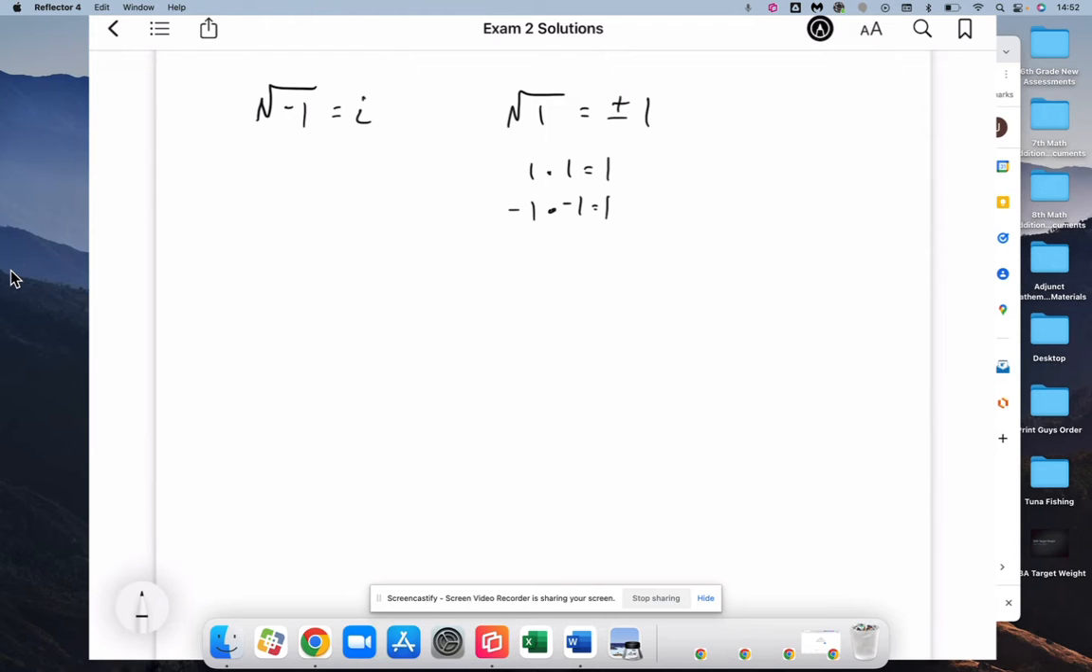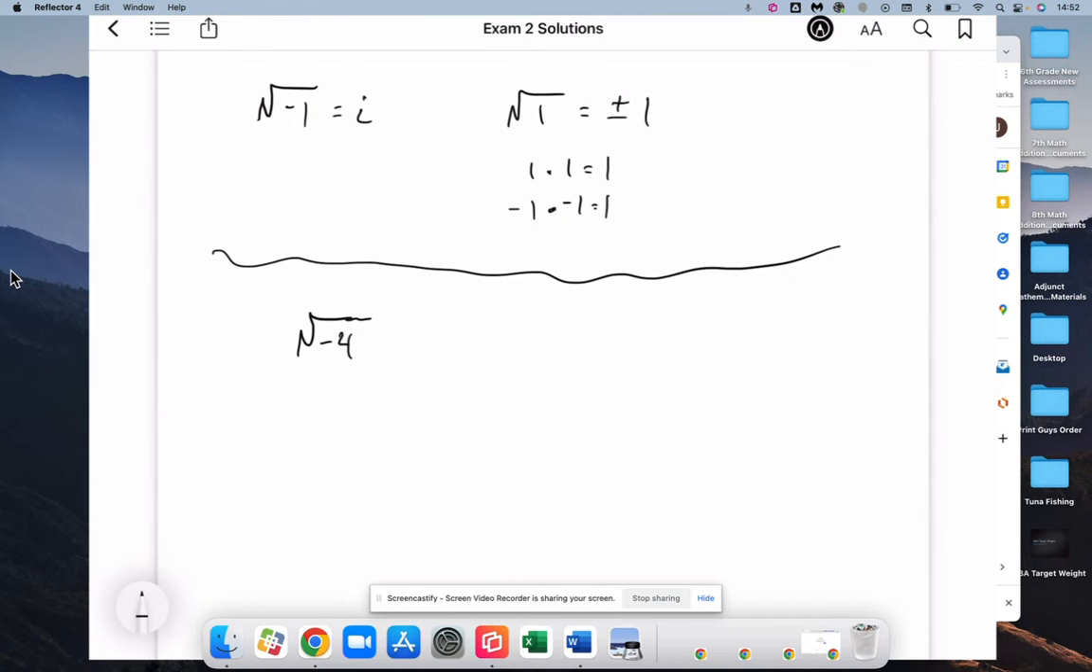And so the way that that's going to pertain to our work today is, let's say that we had something like the square root of -4. Well, we need to first recognize that we cannot get the square root of -4 because 2 times 2 makes 4, and -2 times -2 also makes +4. There is no way to get -4. And so what we need to do instead is split -4 into two factors, and those two factors will be 4 and -1.